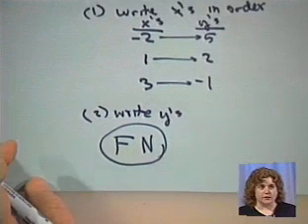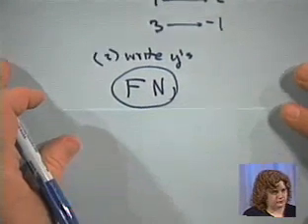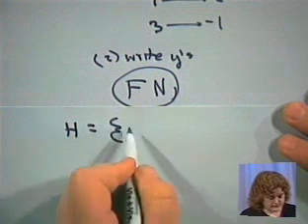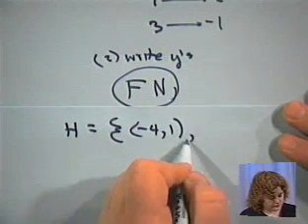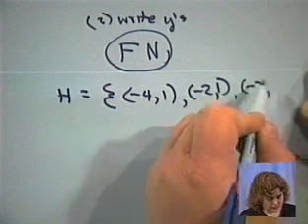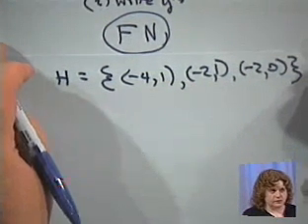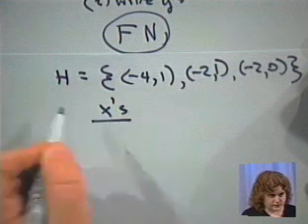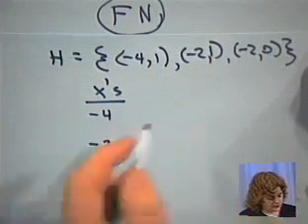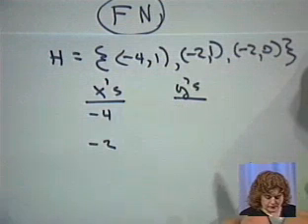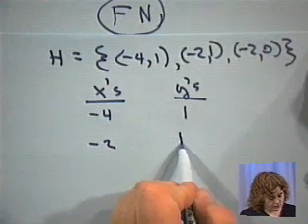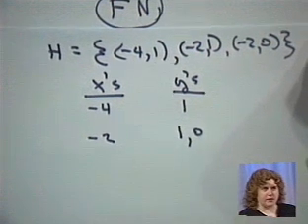Okay? Now, let's look at another relation. This relation is going to be given the name H, and it's the set of ordered pairs -4, 1, -2, 1, and -2, 0. Let's make a list of x's and y's again. If we make a list of x coordinates, we have a -4 and we have a -2. If we make a list of y coordinates, we have a 1 that's paired up with our -4, and then our -2, we have a 1 paired up with -2, and then we have a 0 paired up with -2.